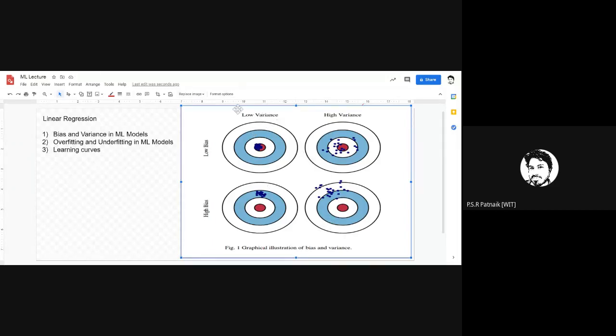Imagine, I hope you know archery, right? An archer is trying to hit the red spot, the bullseye. So let us first talk about this figure. First, let us talk about high bias. Here, what is your opinion? Is the archer accurate?